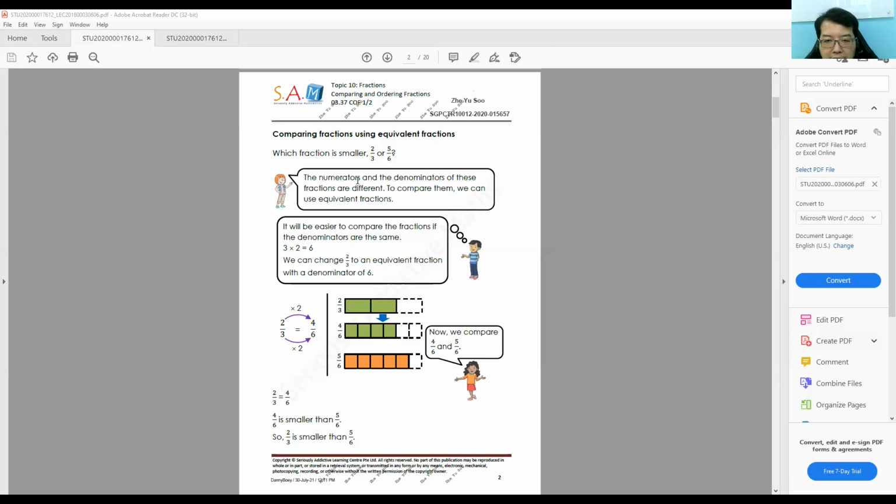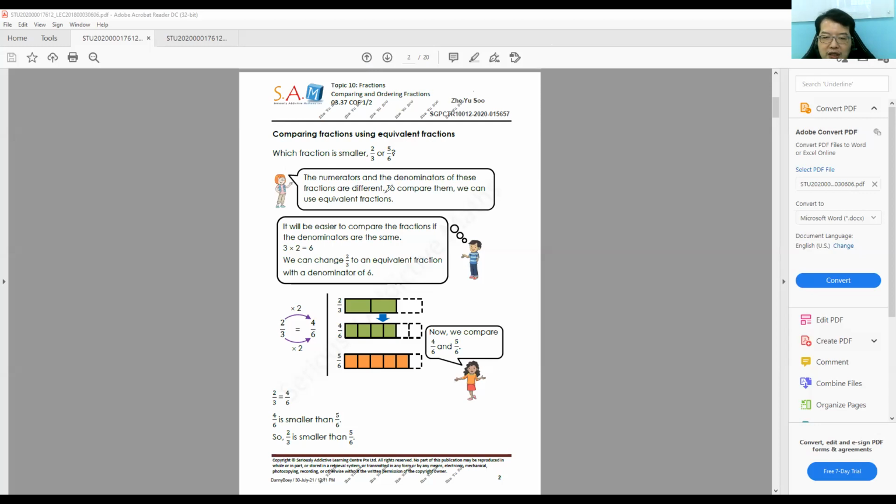Okay, now let's look at comparing fractions using equivalent fractions. Just now, we compared fractions when the numerator is the same and the denominator is different. Now what happens when the numerator and the denominator of both fractions are different? When they are different, we can compare them by using equivalent fractions, as was covered last week. If you remember what equivalent fractions are.